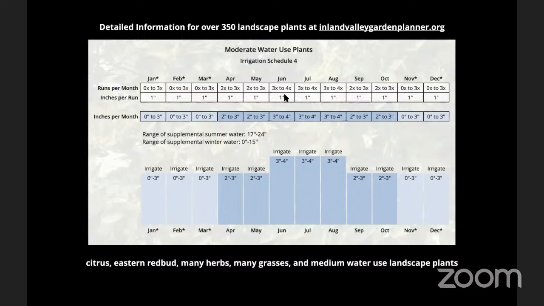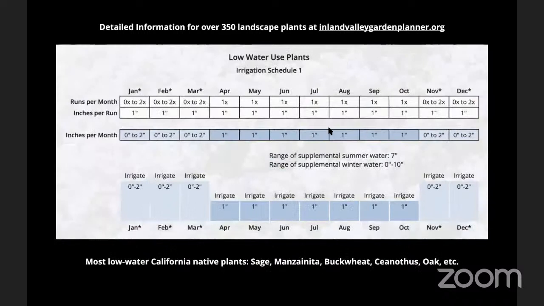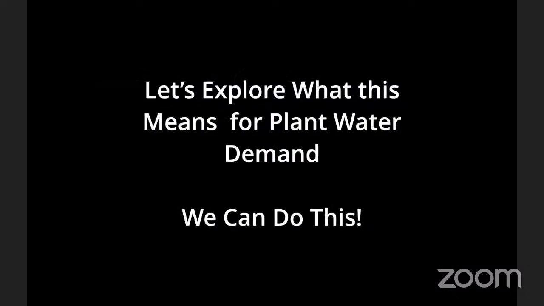And for true California native, very low water plants, providing 1 inch about once a month to once every 3 weeks. And so we have all of those schedules. But if we are really going to figure it out and then also determine what that means, we're going to put it all into a run time. And so what does that mean?